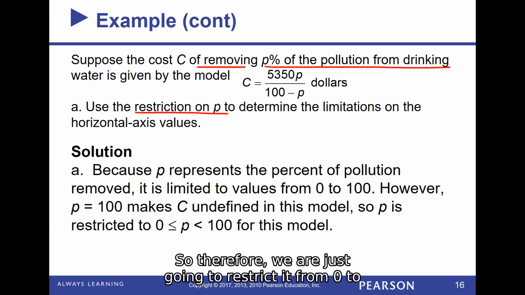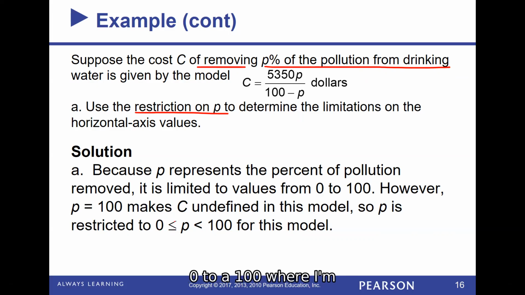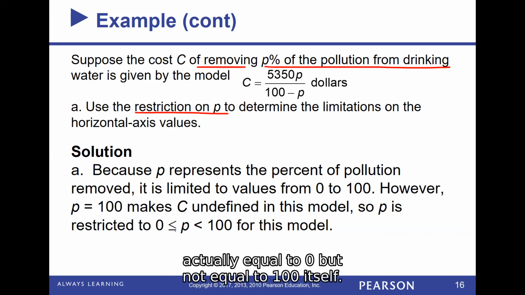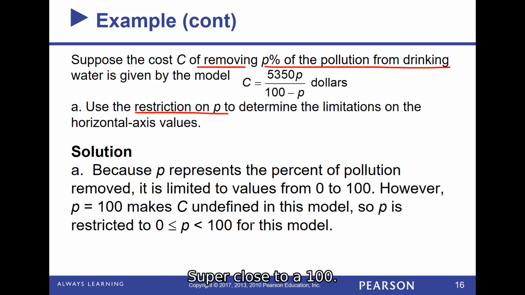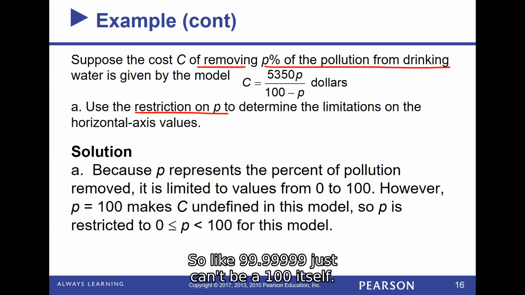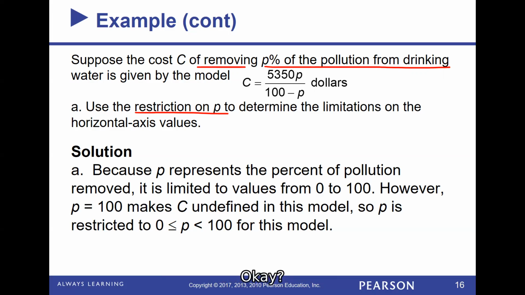So therefore, we are just going to restrict it from 0 to 100, where P is equal to 0, but not equal to 100 itself. Now, that does mean I can get super, super close to 100, like 99.99999. It just can't be 100 itself. Okay, so we know what we need to restrict P on.